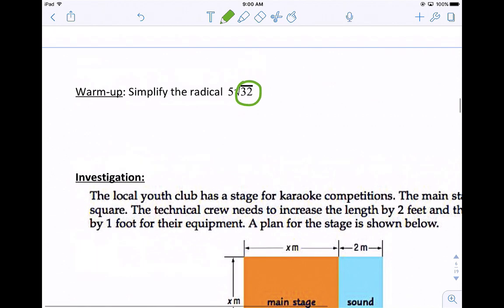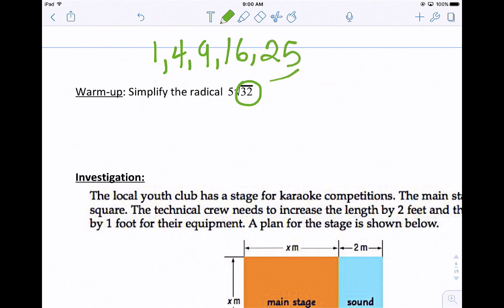And square numbers, again, we got 1, which is 1 times 1, 2 times 2 is 4, 3 times 3 is 9, 4 times 4 is 16, 5 times 5 is 25, and those are all the square numbers under 32. So what's the biggest one we can divide 32 by? And that would be 16.